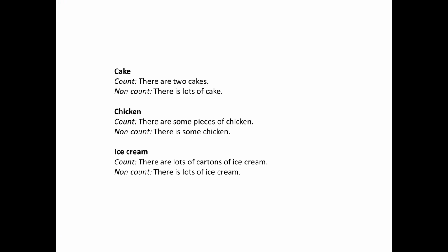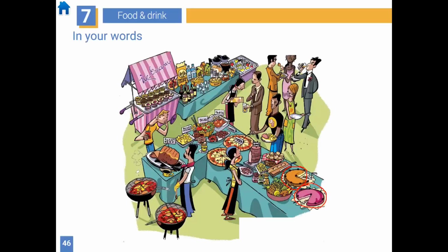Chicken, there are some pieces of chicken. There is some chicken. Ice cream, there are lots of cartons of ice cream. And there is lots of ice cream. So again, if we take a speaking test or a writing test, I may ask you to look at the picture, and you should be able to make 2 sentences for each food item.